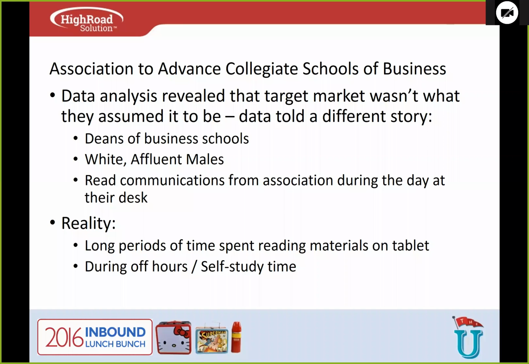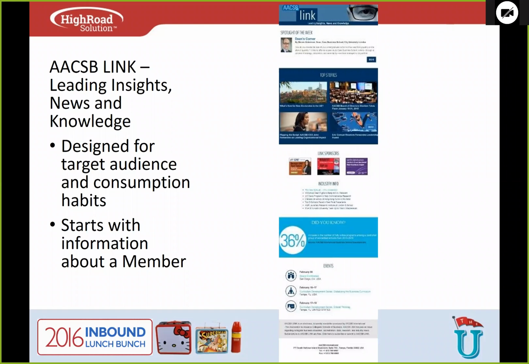That's why we put a lot of emphasis from the persona perspective on thinking about that. How do your users consume information across the board? How do they look at news, how do they consume entertainment, as well as how do they consume your information? So before they sent out their newsletter, they redid it a little to make sure it was more in line with what their targeted persona, their targeted member, was looking for. It's called the LINK, which stands for Leading Insights, News, and Knowledge, and it's been designed specifically for how their target audience consumes information.